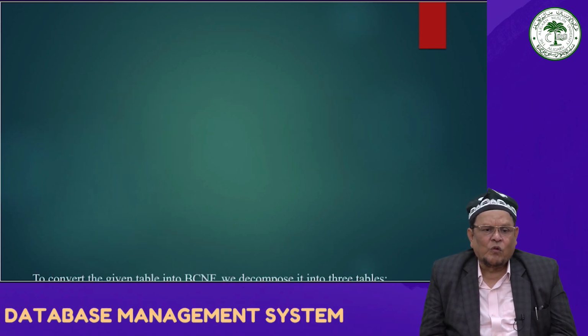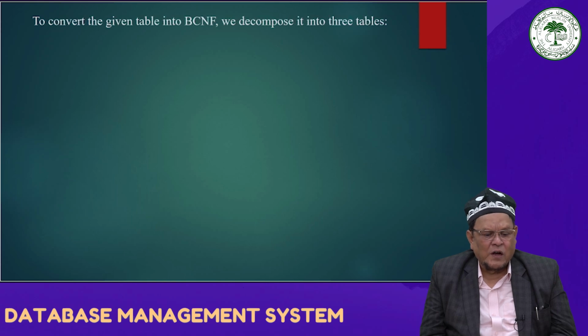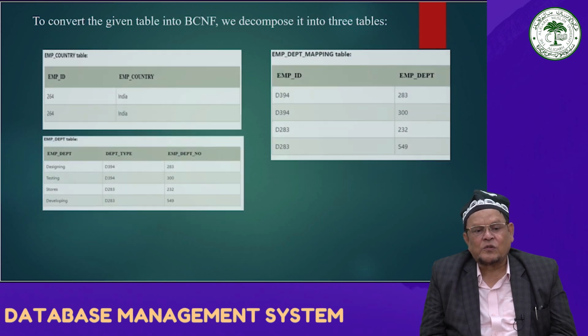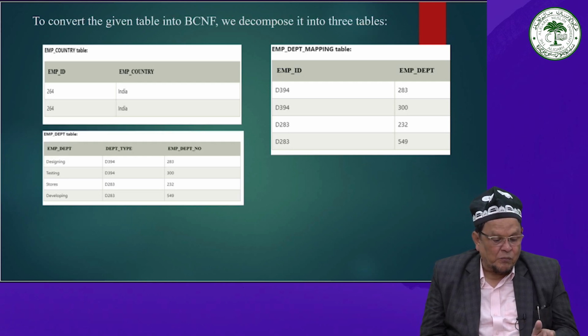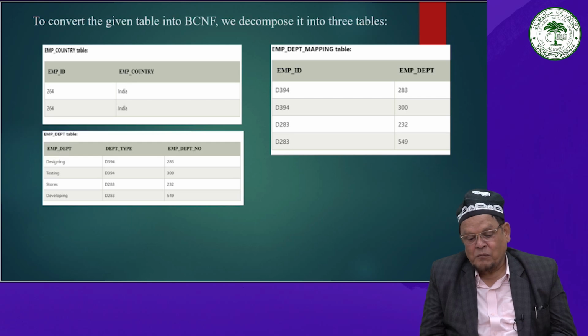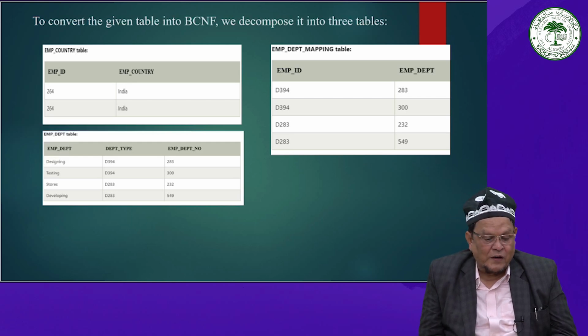So what will we do? For that we have to convert the given table into BCNF. Depending on the requirement, we have to decompose it into 3 tables. The first table contains employee ID and employee country. It means if you know the employee ID, you are able to find the country. If you know the employee department, you are able to find the department type also. If you know the employee ID, you are able to know the employee department also. By that you can remove redundancy. So here we make 3 tables and then we check this.